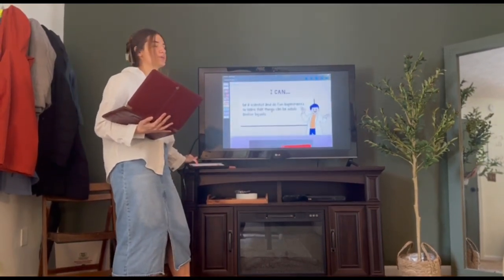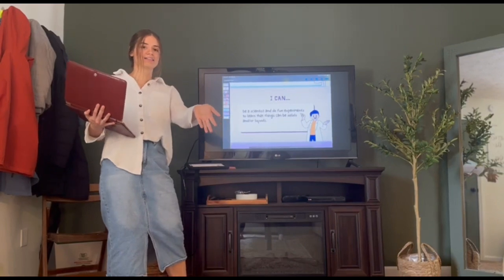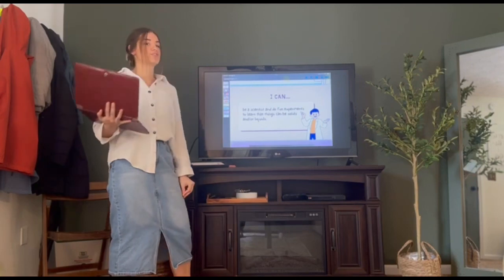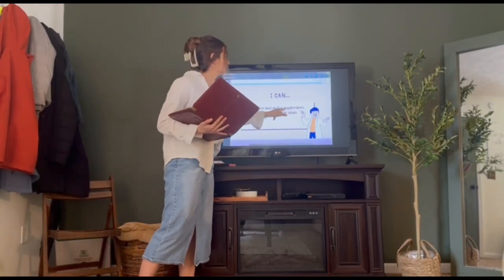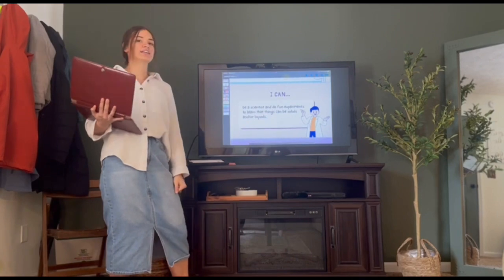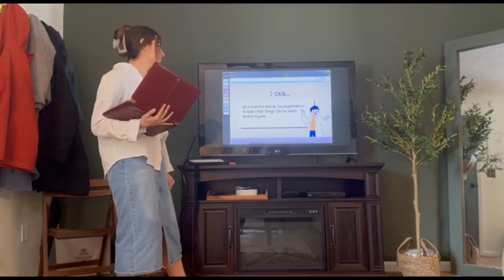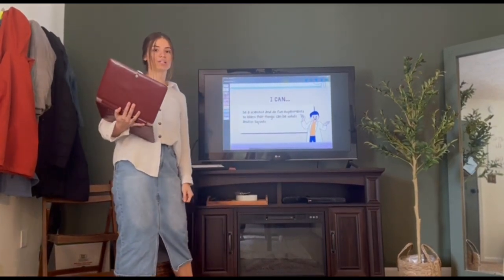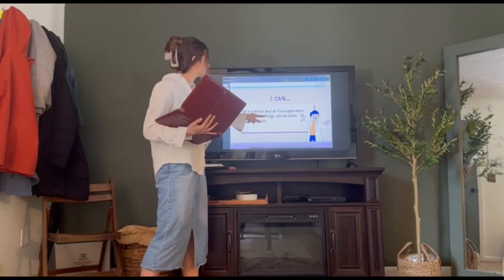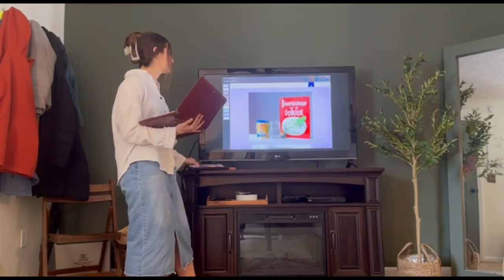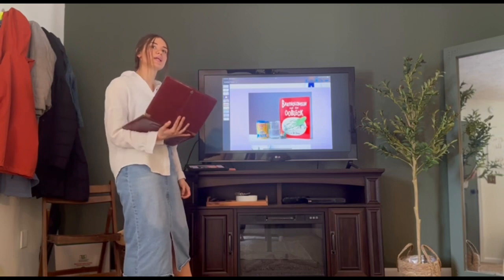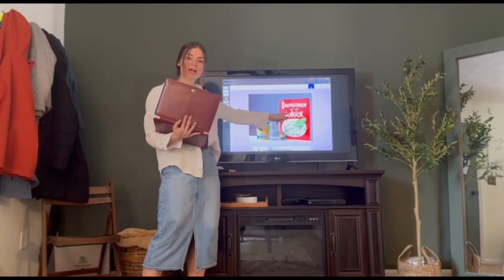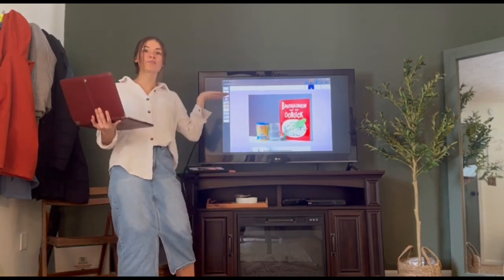So I want everybody to read this with me. I can be a scientist and do fun experiments to learn that things can be solids and or liquids. Good, okay. So does anybody remember what we read in reading comprehension today? Yes, we read Bartholomew and the oobleck. So we are going to make our very own oobleck.